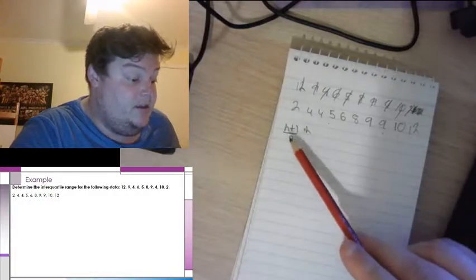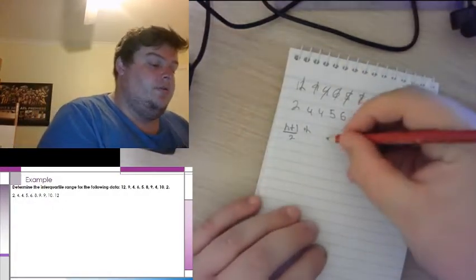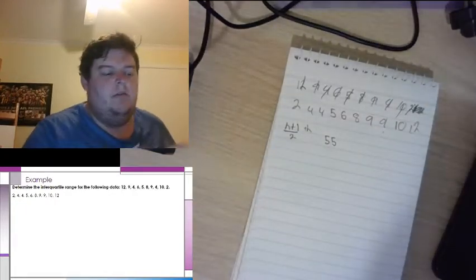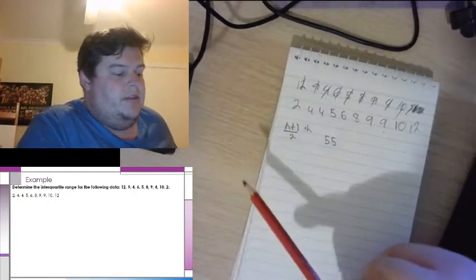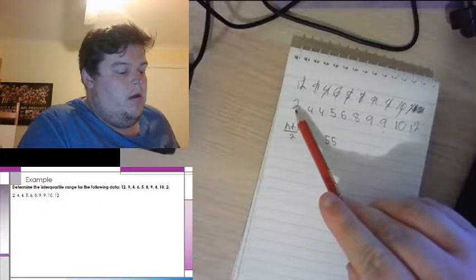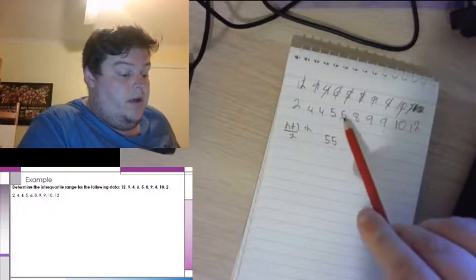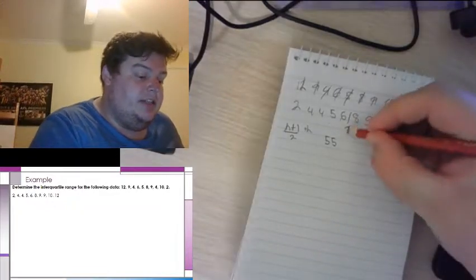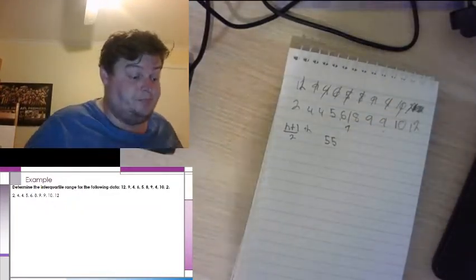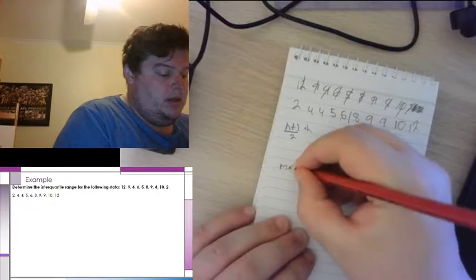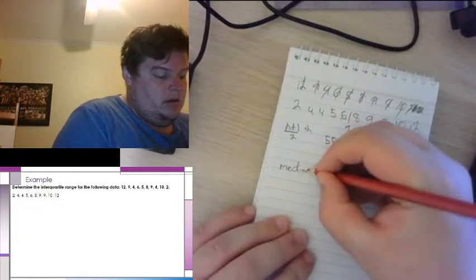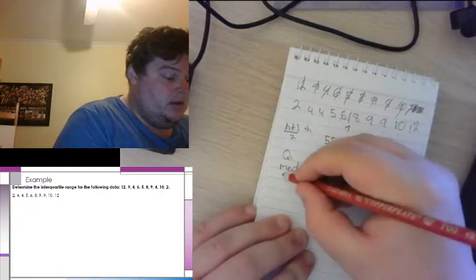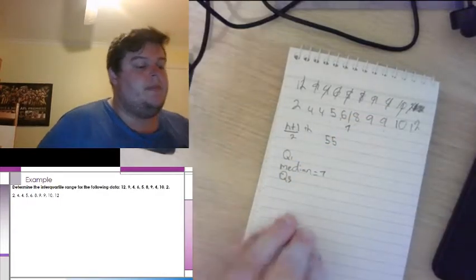So if I've got 10 plus 1 divided by 2, it tells me that it's at the 5.5th value, or halfway between the 5th and the 6th. So I have 1, 2, 3, 4, 5, 6. Halfway between 6 and 8 is 7. Okay? So I know my median is equal to 7.